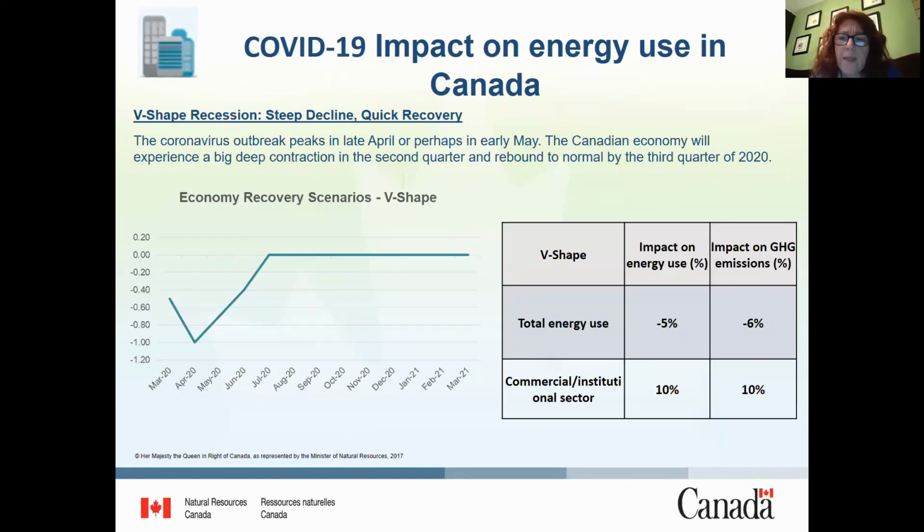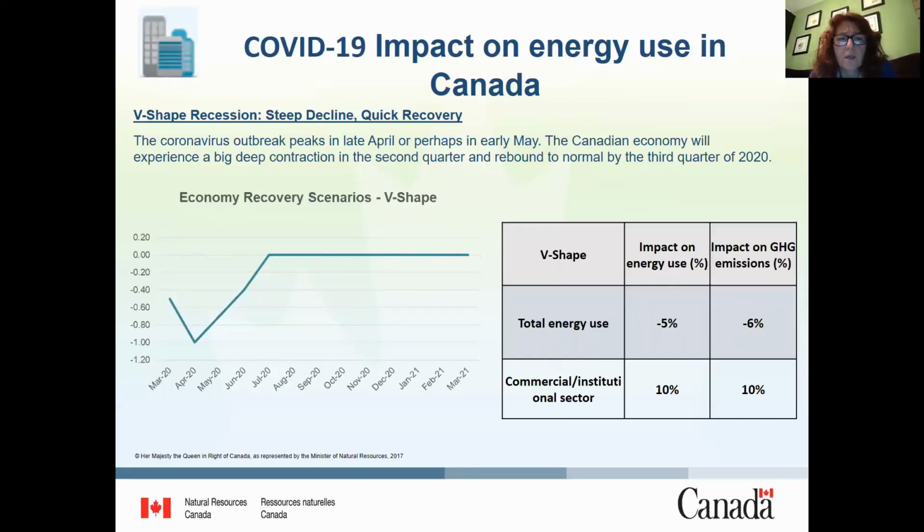And now this estimation happened in the spring. We did it in April, June. We revisited it in the summer. So by now we know that Canada is in the W shape.